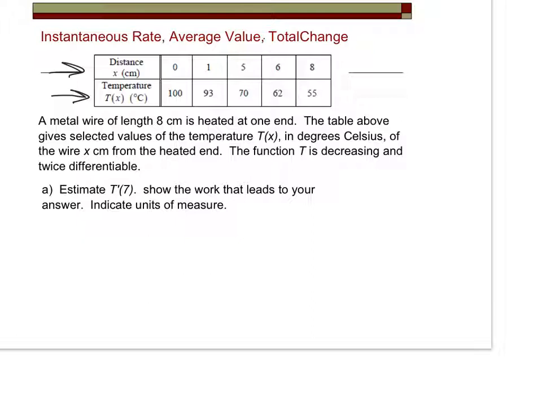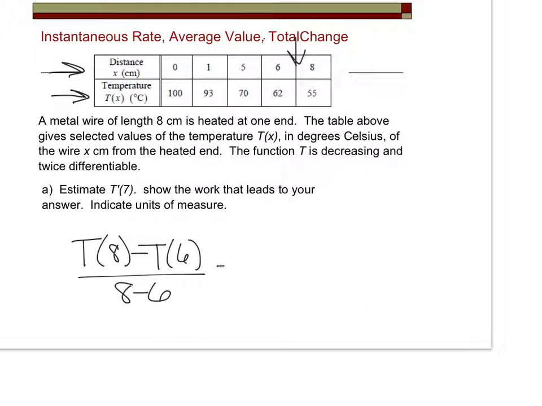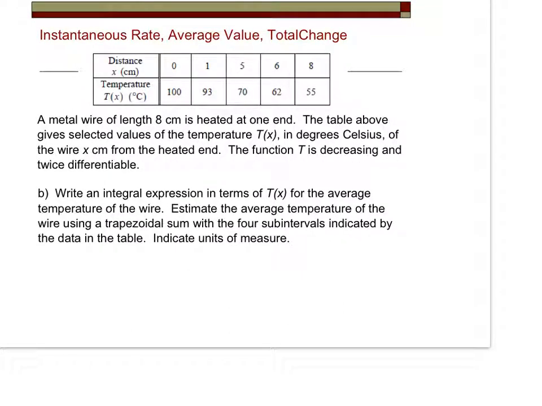Okay, so again, you're finding the rate of change. So it would be T of 8 minus T of 6 all over 8 minus 6. And your answer for that should be negative 7/2. Now what are the units? It's degrees per centimeter. Okay, so now you're asked to write an integral expression for the average temperature of the wire. So go ahead and write that integral expression.